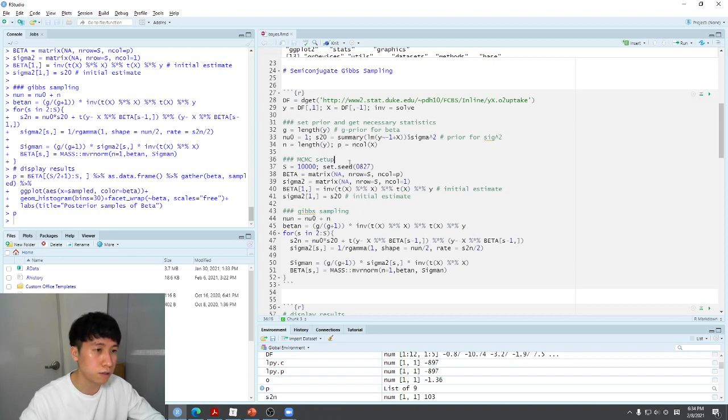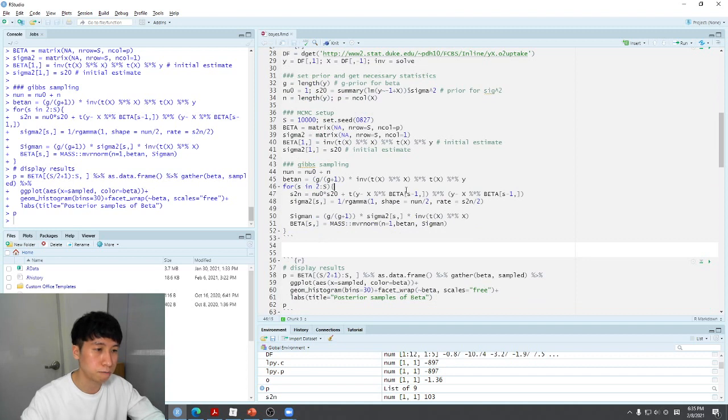And for the MCMC, first of all, let's set the seed. Guys, don't forget to set the seed all the time. We're going to run the MCMC sequence for 10,000 iterations. The capital letter Beta and sigma squared are placeholders where we're going to save our results from these iterations. For the initial estimate, we are also going to use the estimate from the data. And now we run the Gibbs sampling.